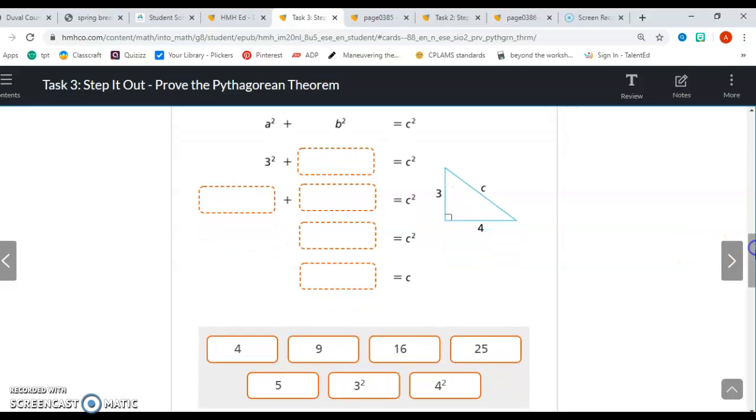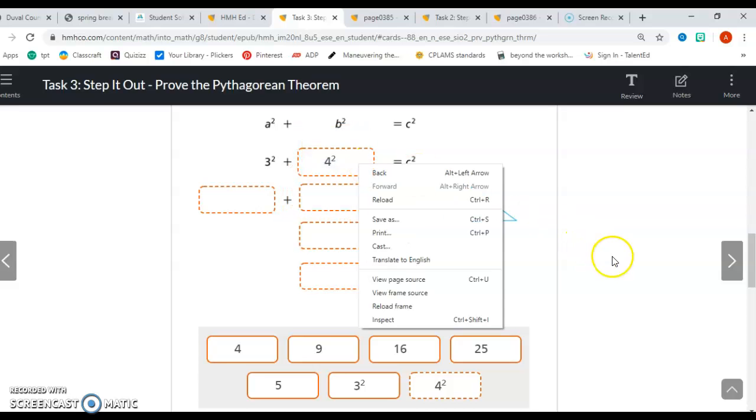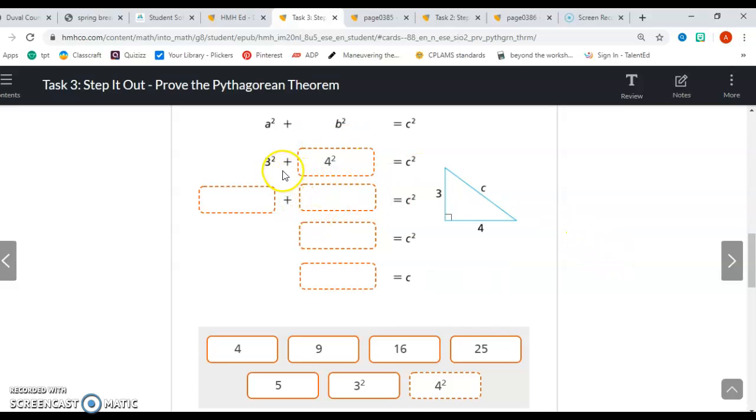This interactive lesson is asking me to drag and drop. If you were to take the FSA this year, this is a good example of a drag and drop question. So I've got the height 3 squared plus the base 4 squared. Let's solve. I know 3 squared equals 9. I know 4 squared equals 16.